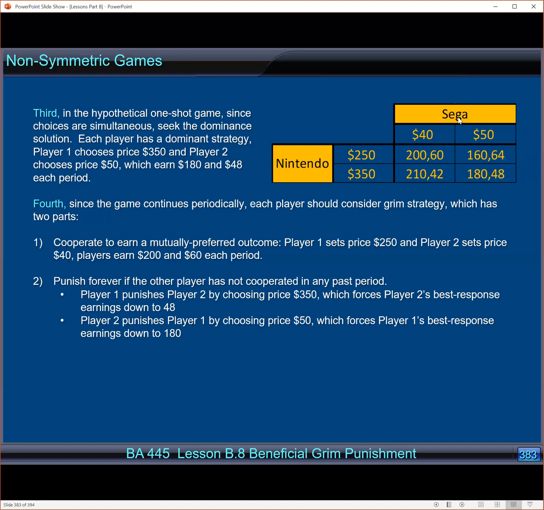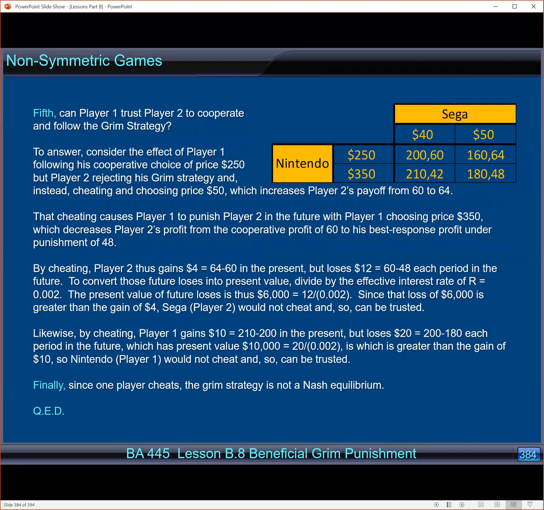Now, if player 2 instead is the one punishing, chooses either this column or this one, player 1 makes the best of it. If this is the column, he'll get a 210. If this is the column, he'll get a 180. Player 2 will choose the column that makes player 1 as miserable as possible, and so he'll get this 180. Remember those numbers. So, can they cooperate if they follow the Grim strategy?